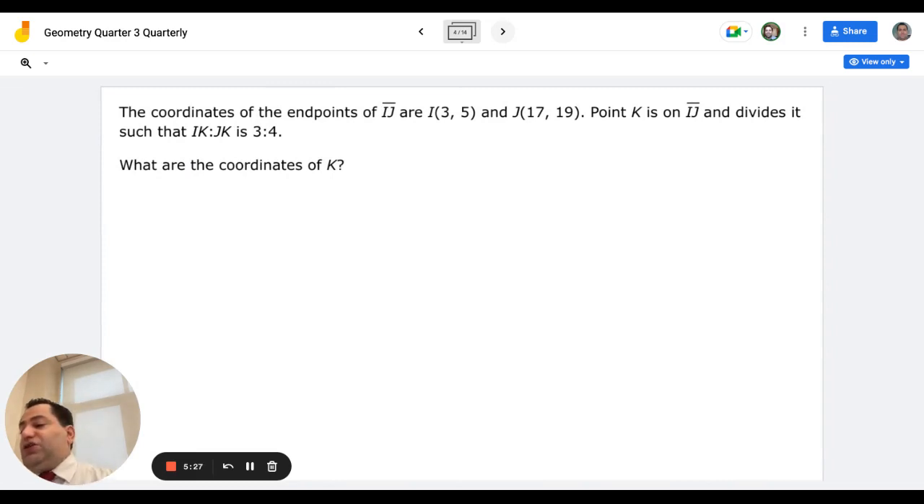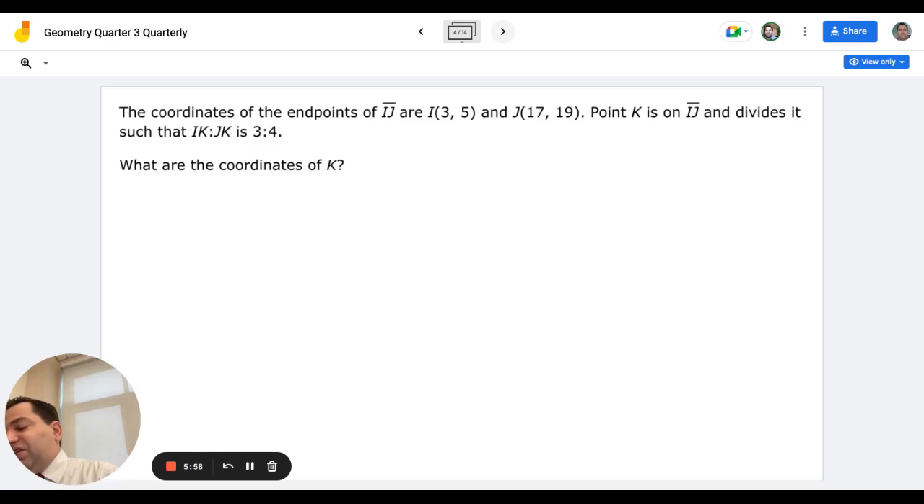Our next geometry question is actually just for honors. So if you're in the regular geometry class, you can skip this question and move on to the next one. The question says the coordinates of the endpoints are (3, 5) and (17, 19). Point K divides the line segment in a 3-to-4 ratio. We discussed in class, this is partitioning of a line segment.